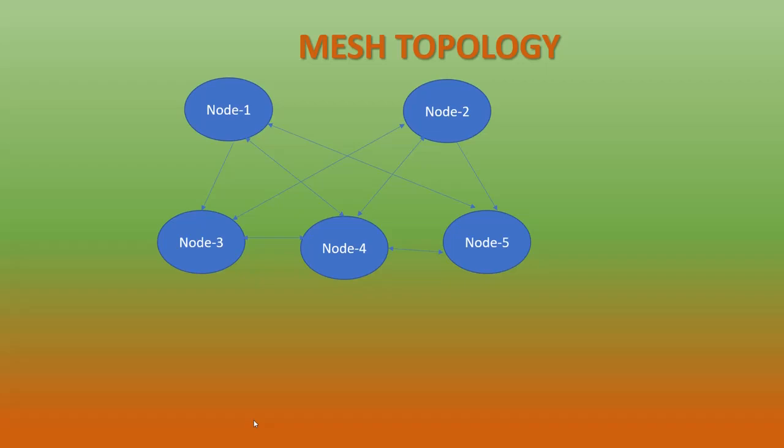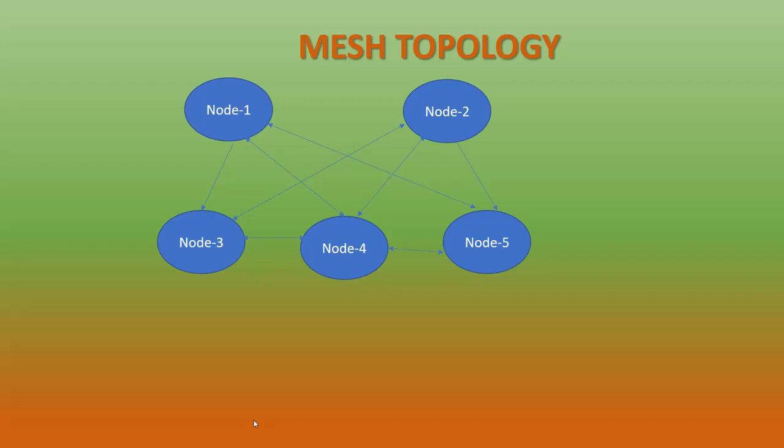Node 1 is connected to 4 other nodes. In the same way, node 2 is also connected to 4 other nodes. So each node is connected to all other nodes in the network. That is known as mesh topology. Can you say what the main advantages of mesh topology are? The main advantage is that data goes directly from one node to another. There is no chance of data collision. Data transmission rate is also high.